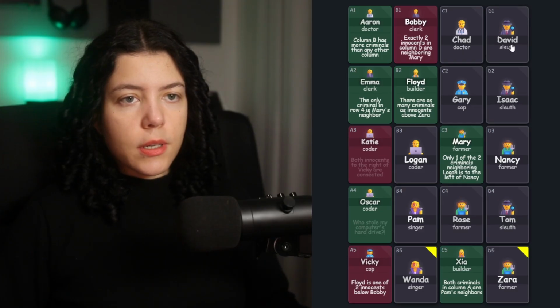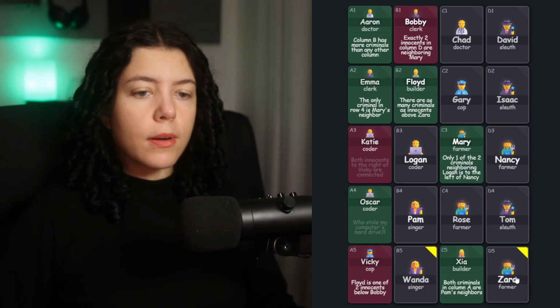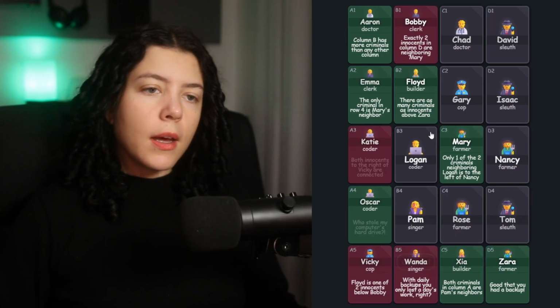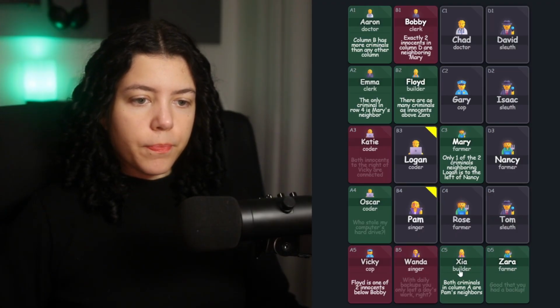And since we know that there's gonna be 2 criminals above Zara now, and we know we couldn't have a third one in column D, Zara is an innocent for sure, which makes Wanda a criminal. And now we make Logan and Pam opposites because we know there's 1 more criminal here in column B, which makes the other person an innocent. Very nice.